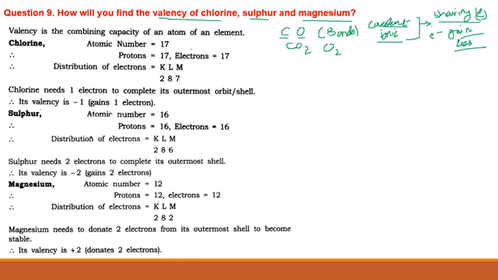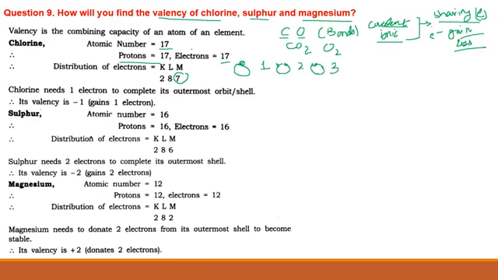Now here let's see chlorine. There are 17 protons and 17 electrons. The distribution of electrons in the shells is 2, 8, 7, right? Then what about the valency? When you have to find the valency up to 4: suppose there is 1 electron in the outermost shell, valency is 1. 2 electrons in the outermost shell, valency is 2. 3 electrons in the outermost shell, valency is 3.